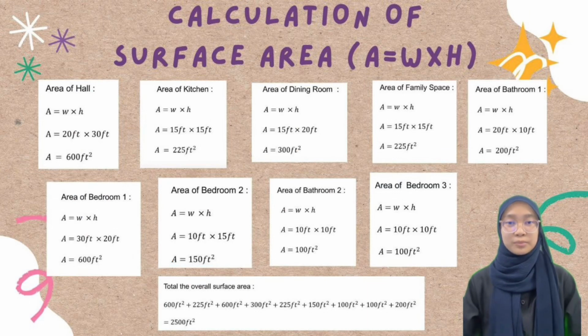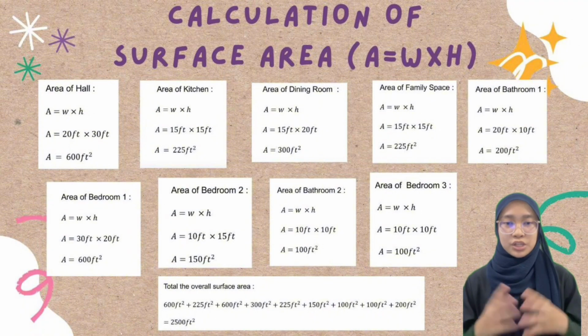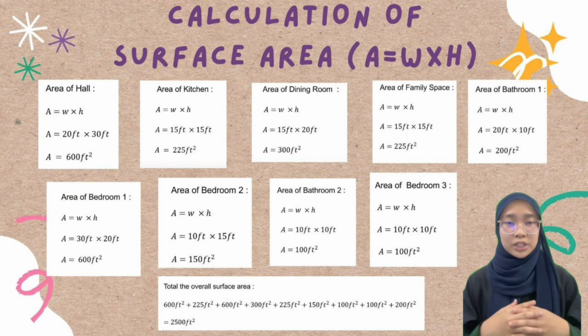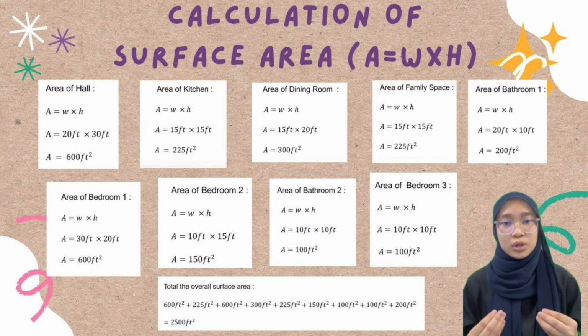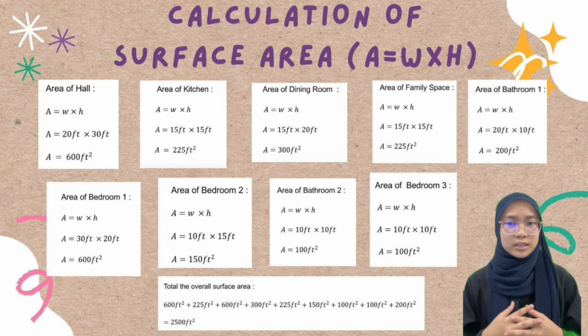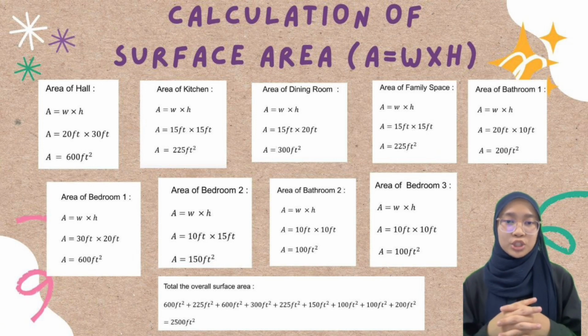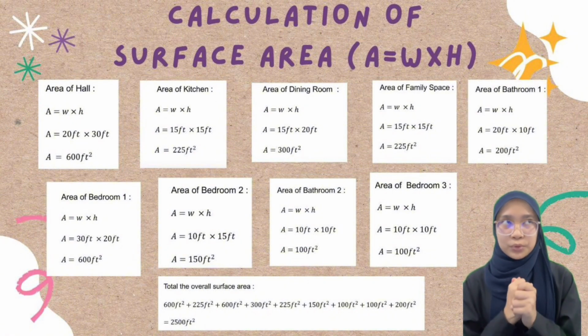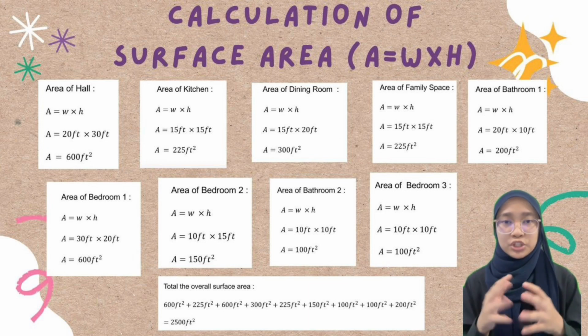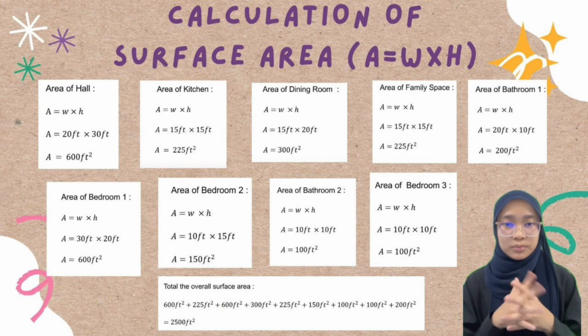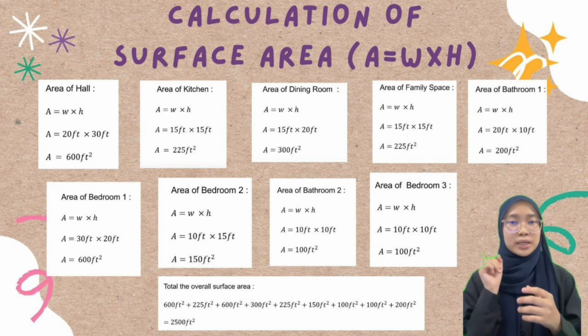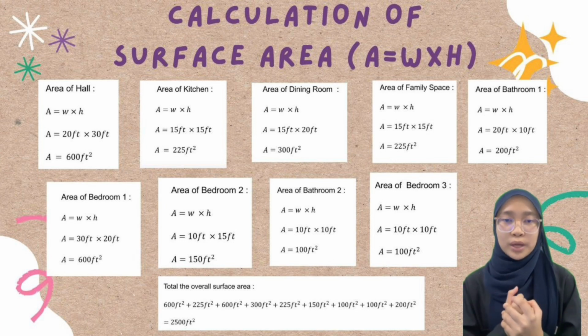I am Nurina Aisyah. I want to explain about the calculation of area. Each housing site requires a fixed cost, such as the budget, which is RM250,000. Then we need to find the total surface area to build the house. Also, the house we need to build has 3 bedrooms, 2 bathrooms, 1 kitchen, 1 dining room, 1 family room and 1 hall.